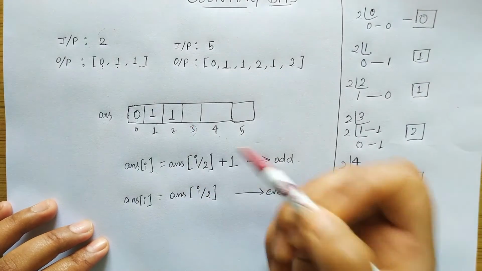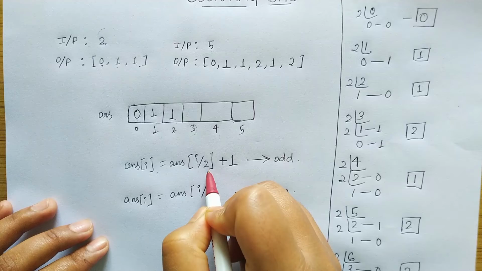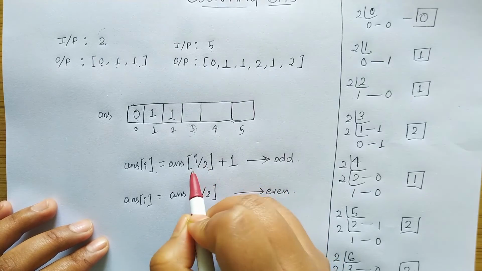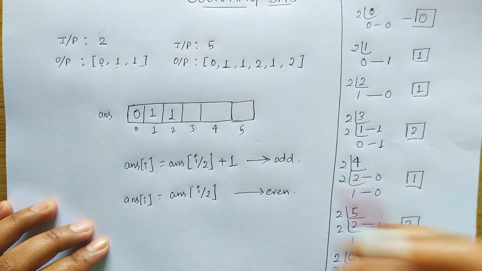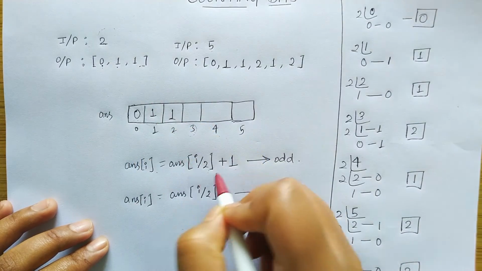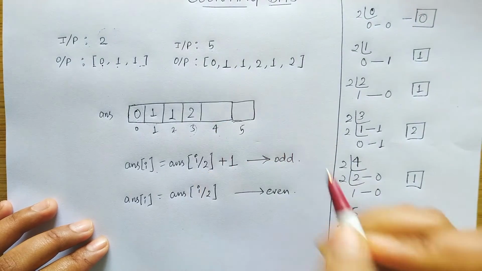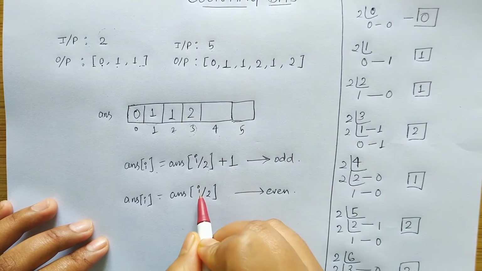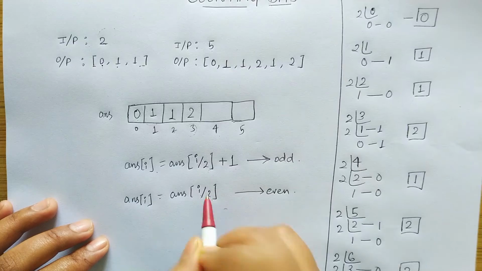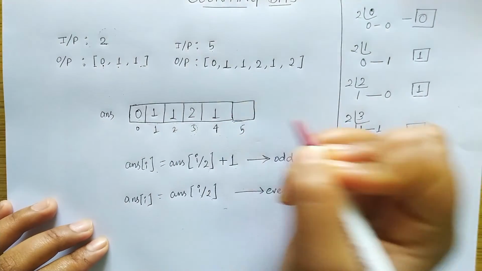So if we look for 3, we have I is 3 and it is odd. So 3 by 2 will be 1 point something. So 1 plus 1, 2. So the first cell has 1, plus 1. So we will have 2 for 3. For 4 it is an even number. So we will come to this condition. 4 by 2 is 2. In the second cell we have 1. So 1 will be our answer here.